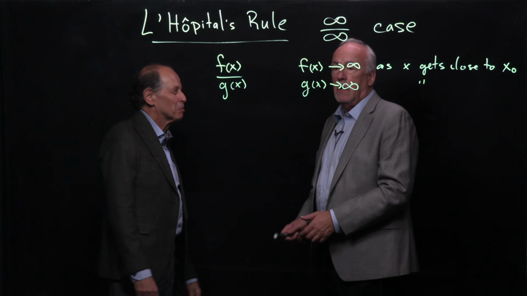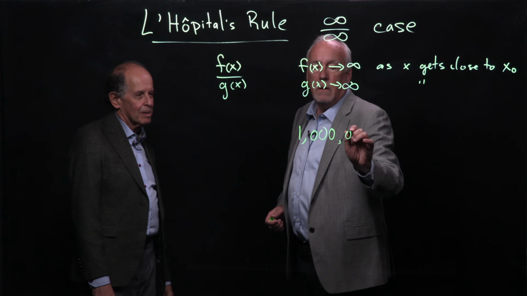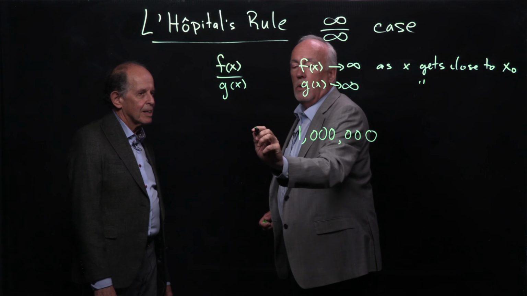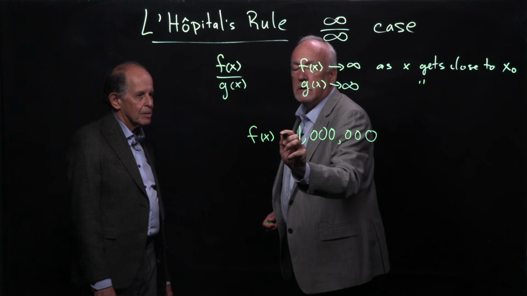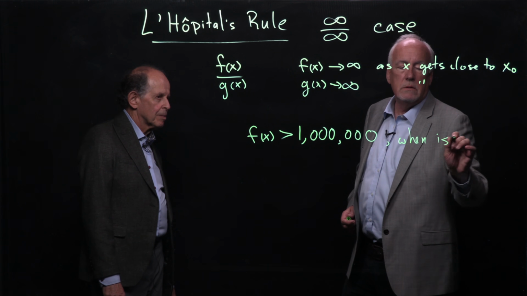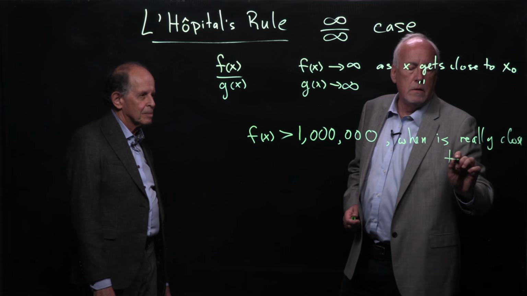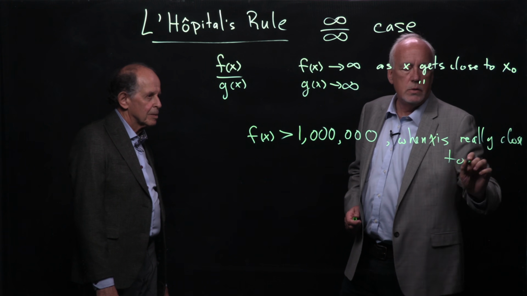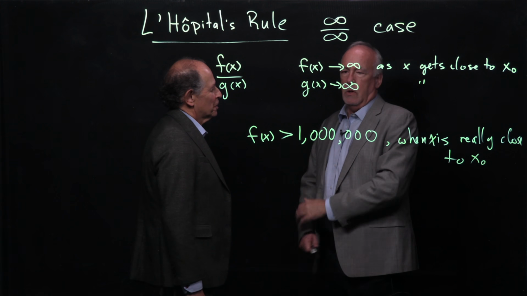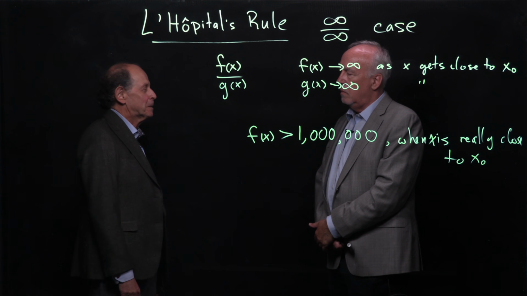A million's a big number. So here's a big number, a million. And what this is saying is eventually, once x is close enough to x naught, we'll say f of x is bigger than a million when x is really close to x0. But that's a small big number. So I want a bigger big number. Let's say 100 billion.